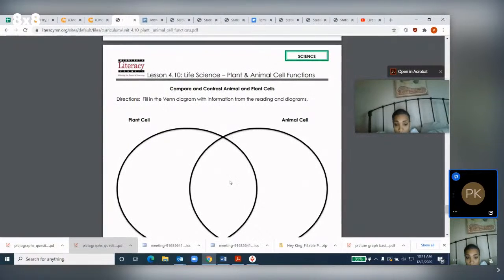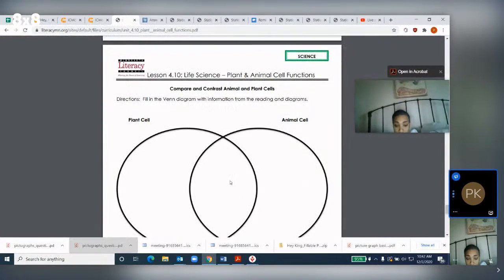plant cells have a rigid wall outside the cell membrane that provides structure and support. That's what keeps the plant upright. And that's like the rigid cell wall. Plant cells have chloroplast. Animal cells, we don't have chloroplast. And another thing that's unique to a plant cell is they have one large central vacuole that stores water and waste.